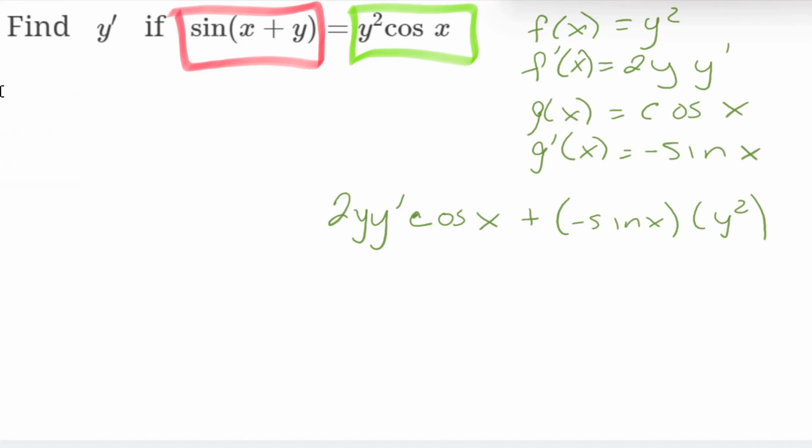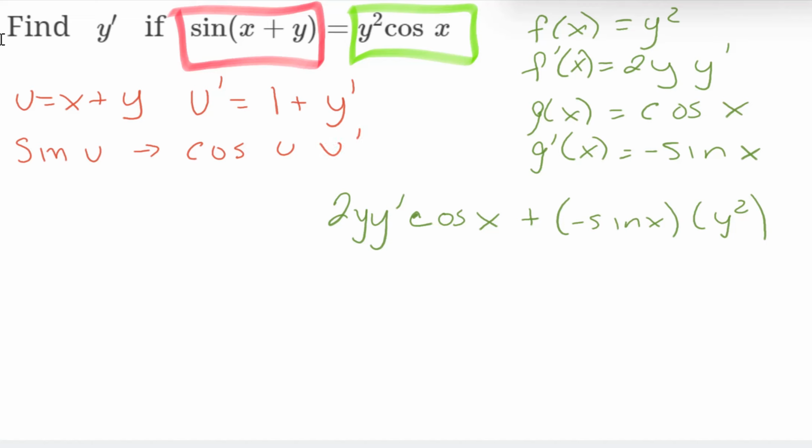Now if we look at this side we just have to actually do the chain rule. So we're going to make u equal x plus y. So u prime is 1 plus y prime. And then the derivative of sine of u is cosine of u times u prime. So I get cosine of x plus y times 1 plus y prime.